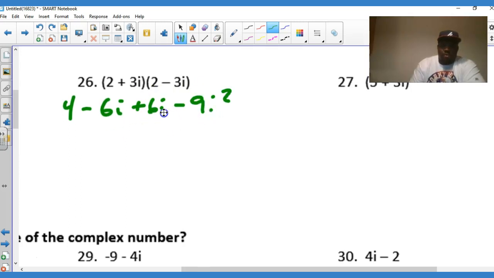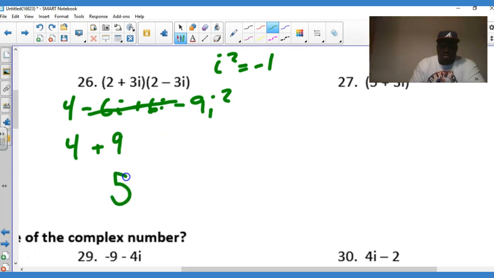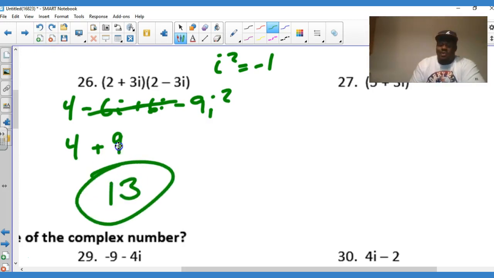Now, negative 6i plus 6i, you can see those are the same values, positive and negative, so they cancel. Remember, i squared equals negative 1. So negative 1 times negative 9 is positive 9, which is 4 plus 9. 4 plus 9 is 13. I was about to do 4 minus 9, I wrote 5, and it should have been negative 5. But anyway, 4 plus 9 is 13.